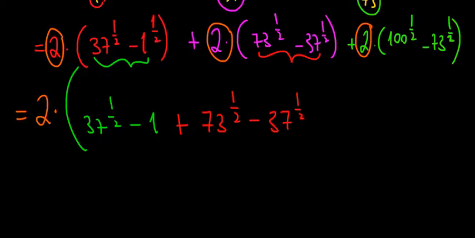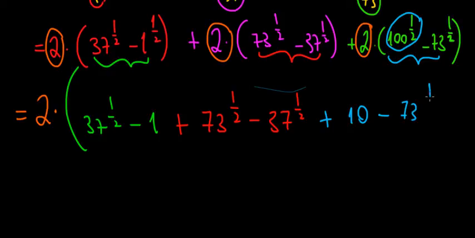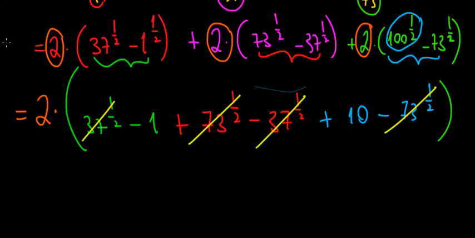And then we go to the last term. What do we have left in the last expression? So, plus this one. 100 to the power 1 over 2, that's square root of 100, which is equal to 10. So, plus 10 minus 73 to the power 1 over 2. And let's close the bracket. So we close this bracket and let's cancel out some stuff, because we have 37 to the power 1 over 2 minus 37 to the power 1 over 2, they go away. And we also have plus 73 to the power 1 over 2 minus 73 to the power 1 over 2, they go away. So we're left with minus 1 plus 10, which is 9, times 2. So we have over here 2 multiplied with 9, which is going to be 18, and that is our final answer, and we are done.